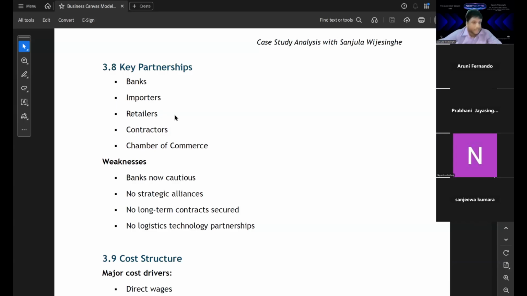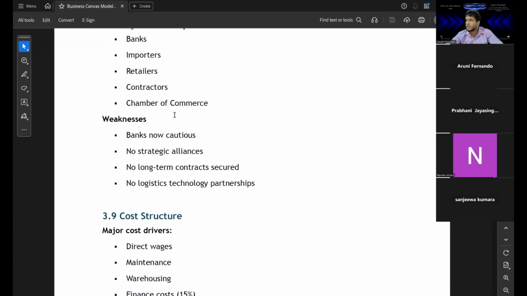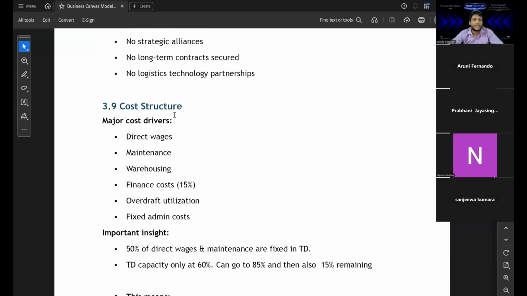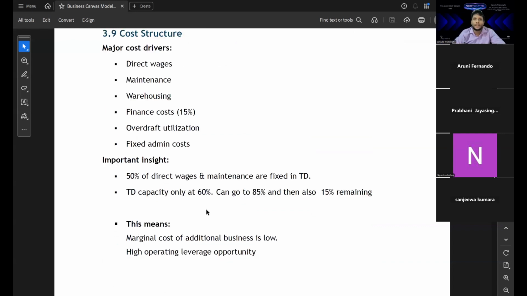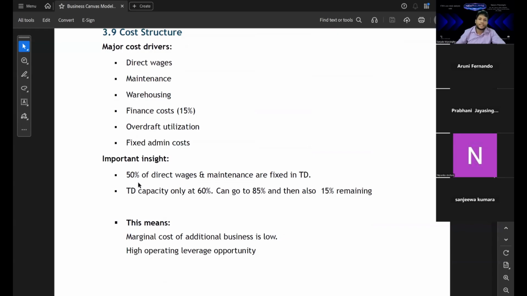Okay. Then we will go to the cost structure. Major cost drivers you see: direct wages, maintenance, warehousing, the finance cost, overdraft utilization, and the fixed admin cost, right? Under transfer pricing also we discuss that particular cost component. Then you see the important insight, right? 50% of direct wages and maintenance are fixed in the transport division. We discussed them. Then the TD capacity is only at 60% and can go to 85%, and then also 50% remaining.